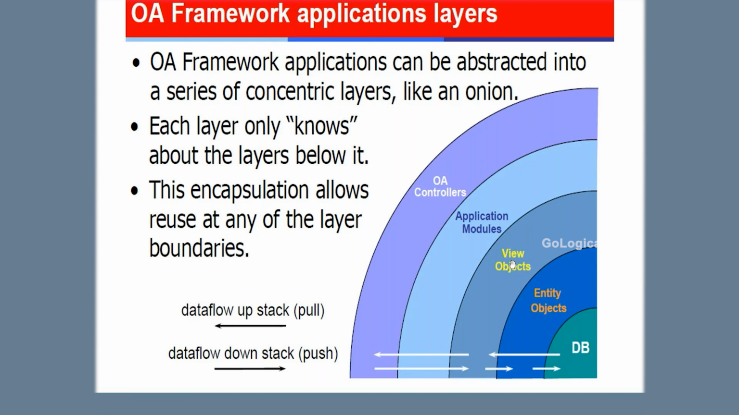Let's say we have 10 view objects. All these 10 view objects, generally what happens? We have to attach them to the application module. That means the application module directly has access to the view objects. Directly we can call or do anything on the view objects within the application module.